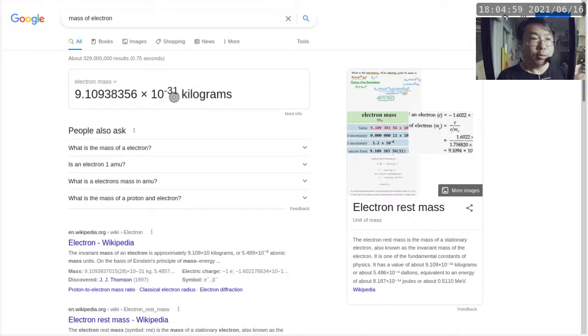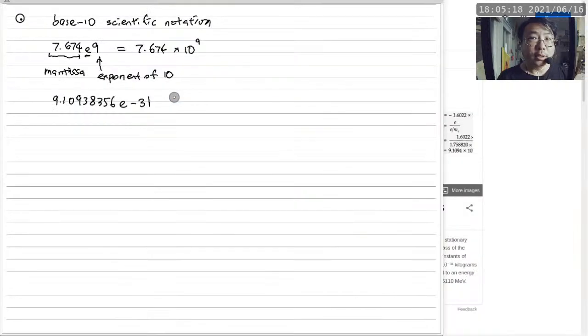So we want to turn this into scientific notation, and that's really easy, because all you have to do is say this is 9.10938356, and then a lowercase e followed by negative 31, and I'm switching back to the tablet now so you can see it. So this part here is the scientific notation of the mass of a single electron in kilograms.